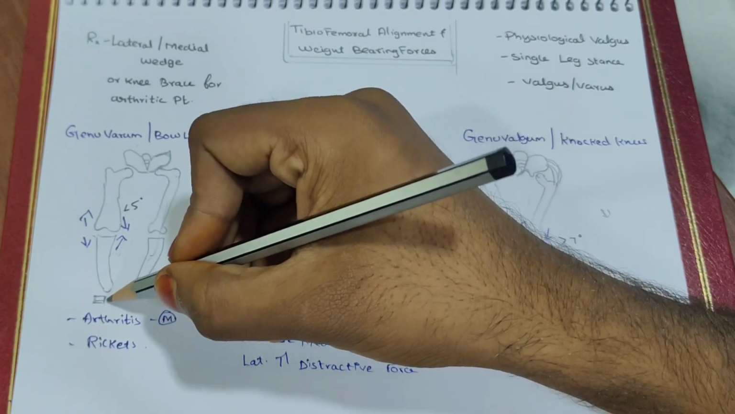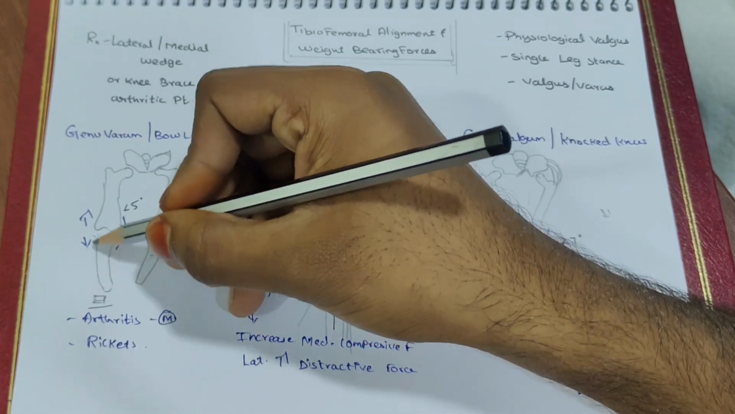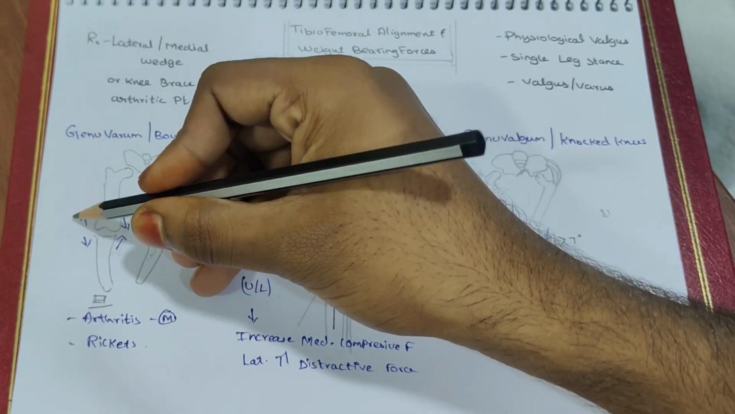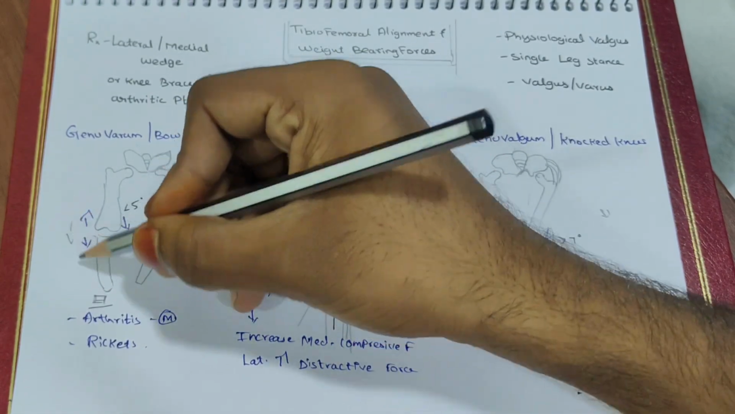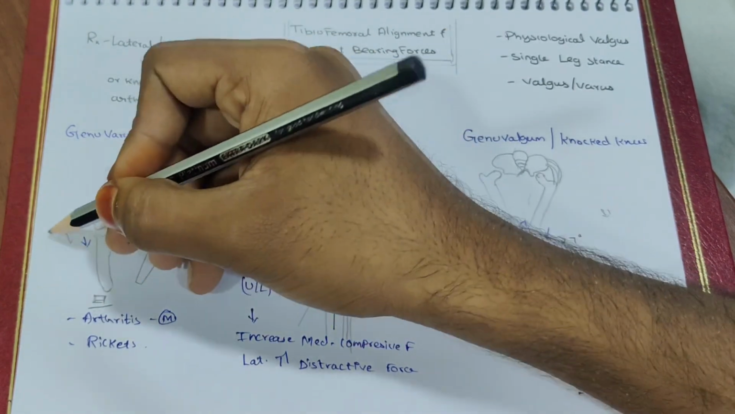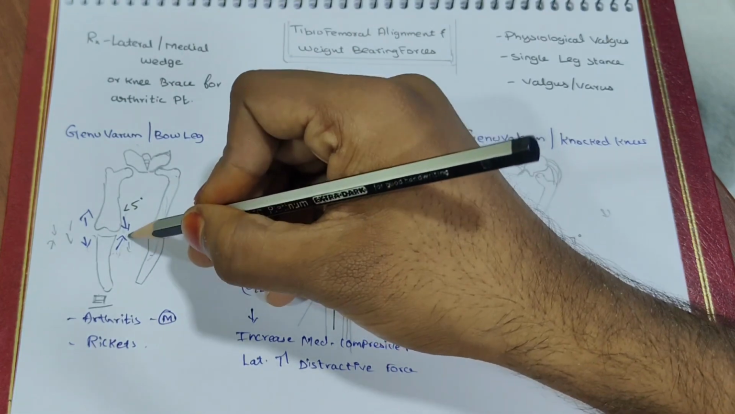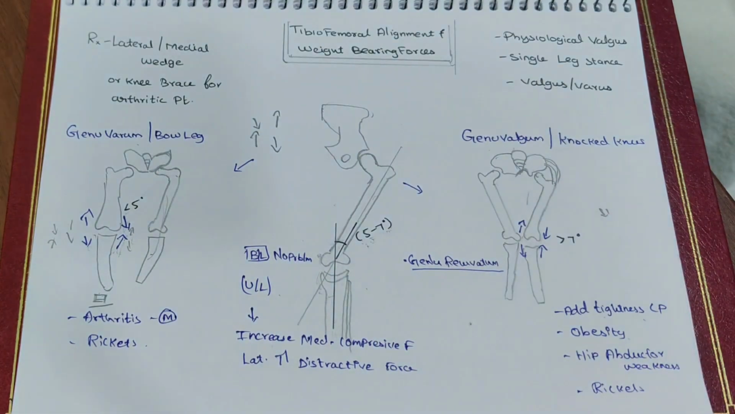If I add the lateral wedging here, what will happen? The lateral side will compress. So the distractive force here is a distractive force. The wedging will give pressure and create a compressive force. Here it will create the distractive force. It will try to maintain somewhat of a balance.